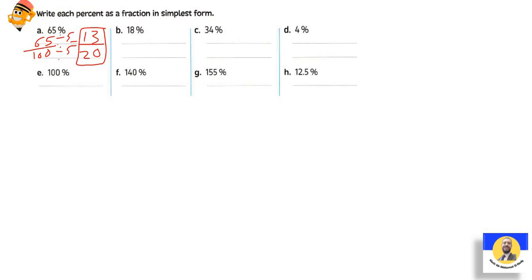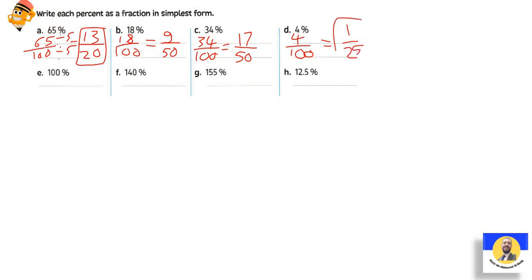Letter B, 18%. So it means that it's 18 over 100. Then we can make divided by 2, so it will be 9 over 50. Yalla, the next, 34%, so it will be 34 over 100 divided by 2, so it will be 17 over 50. طيب 4%, it means that it's 4 over 100, and you can make divided by 4, so it will be 1 over 25, because 100 divided by 4 it's 25, and 4 divided by 4 it's 1.